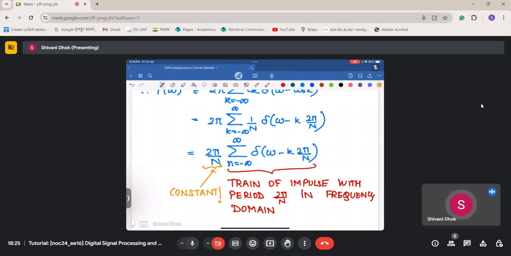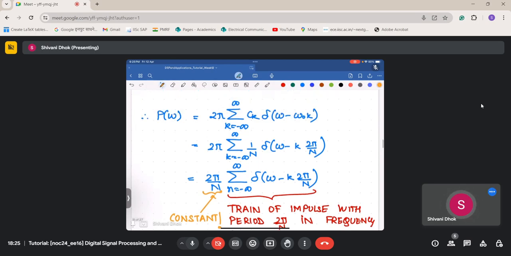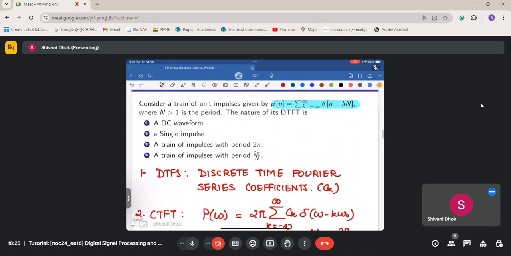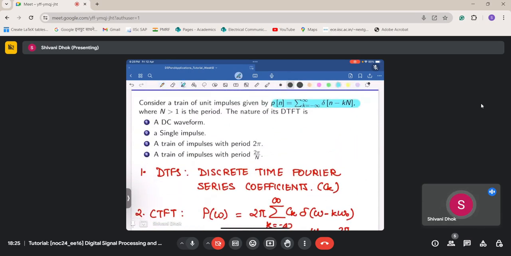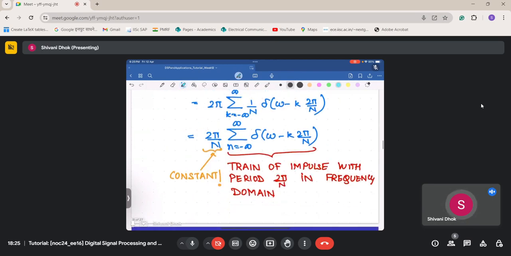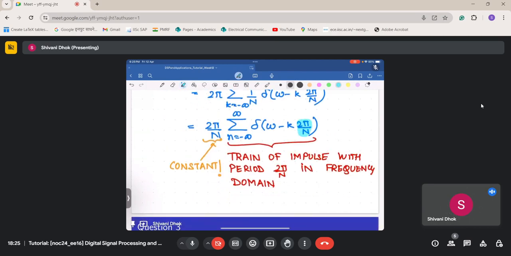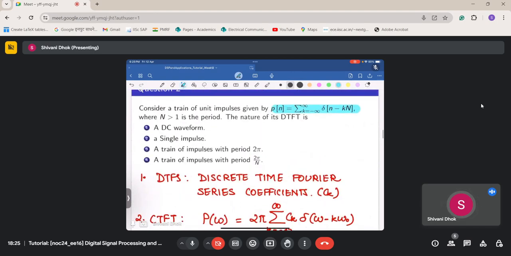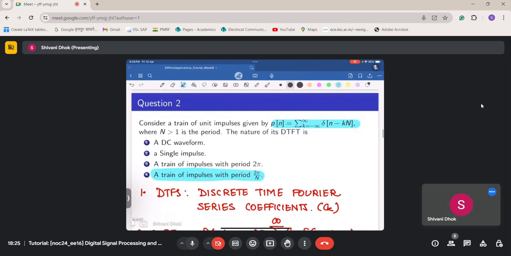So together, looking at this P of omega, or the DTFT of this particular quantity, that is a train of impulses, we can say that we are getting a train of impulses, and the period of this train of impulses is equal to 2 pi by n. Therefore the option that is correct is this one. Any questions in this particular part?